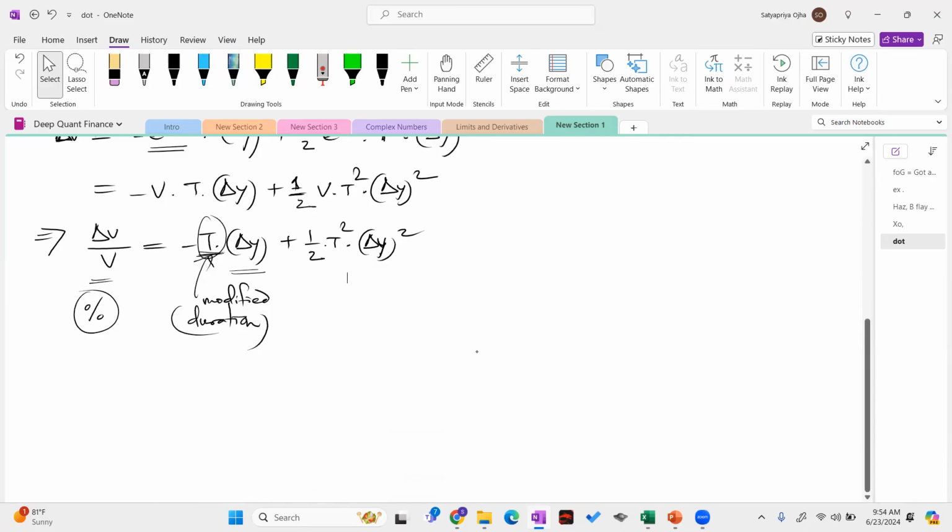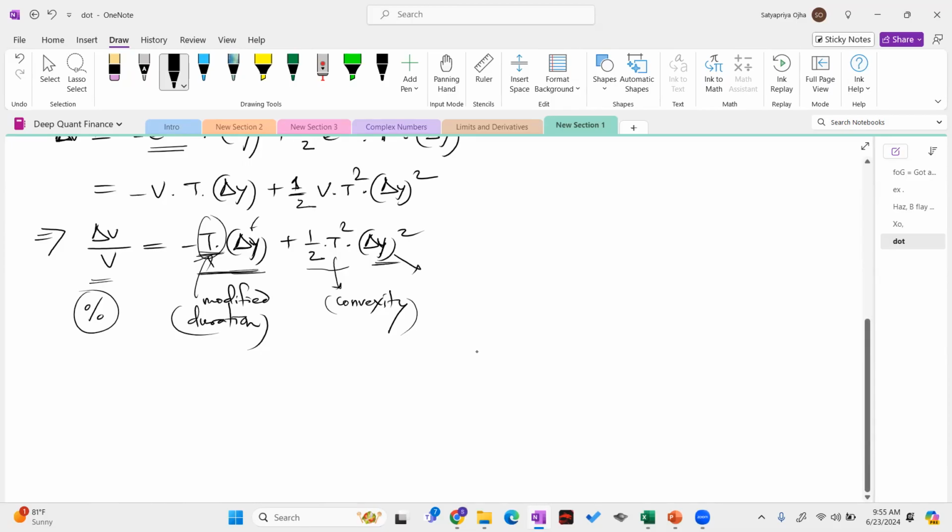So the first term is duration. That is a linear approximation. Duration gives you a linear approximation to the change in bond price, actually the percentage change in bond price. It's a linear approximation because you just give delta y, it will multiply and give you the value. And there is a correction term, half times, this is called convexity. In the regular world, it is called gamma, but in the case of a bond, it is convexity because it gets multiplied with the change in yield whole square.